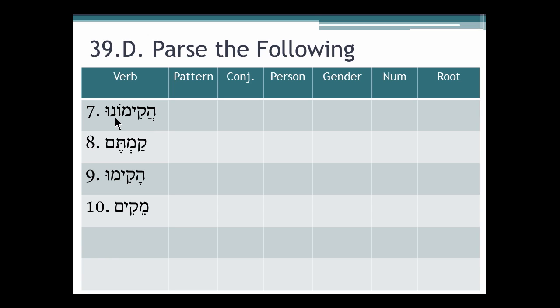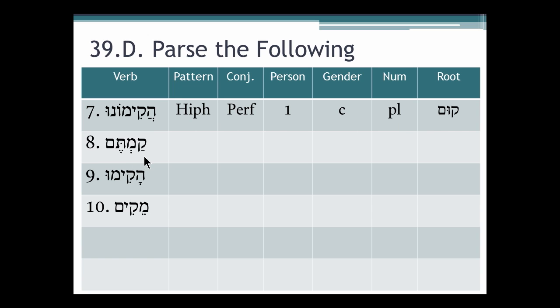Number 7, hakimonu. Again, the nu is a giveaway that we have a perfect suffix ending. It's going to be first common plural. So hey out front, is that a prefix? Well, it can be. Do we have a discernible lemma? Yes, we do. We have hifil perfect, first common plural.